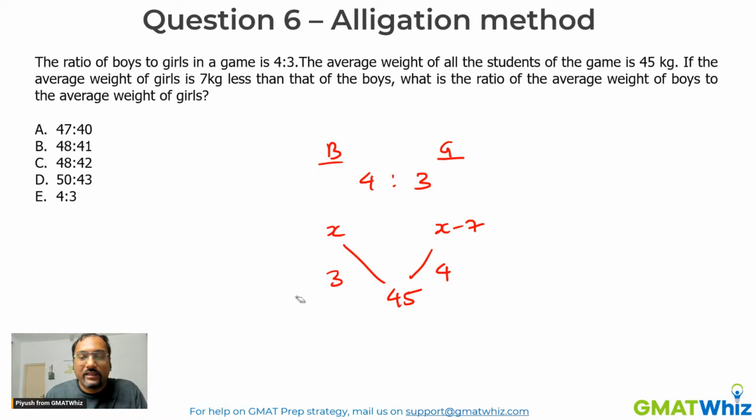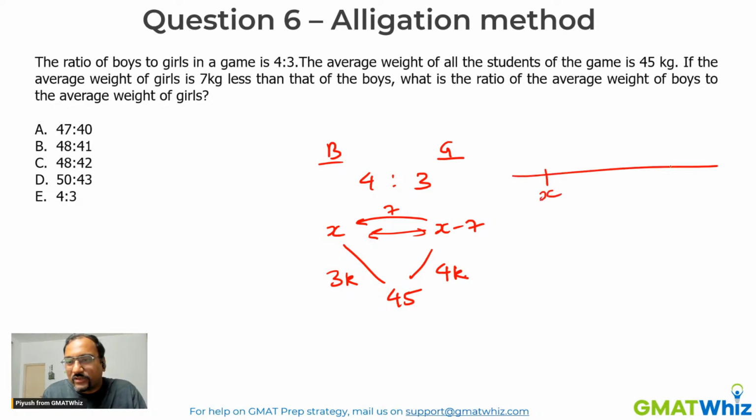Now I know that there's a difference of 7 between these two. This is 3k units away. This is 4k units away. So technically, the total distance between these two things, x and x minus 7, should be 4k plus 3k. You can draw it on a number line. Think of it like this: x minus 7 is over here, x is over here, and 45 sits somewhere in between. This distance is 3k, this distance is 4k. You have to imagine it like that.